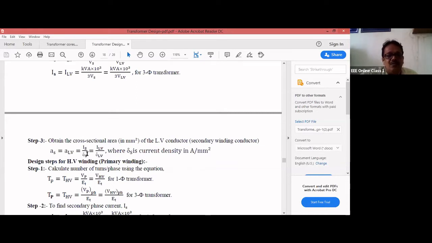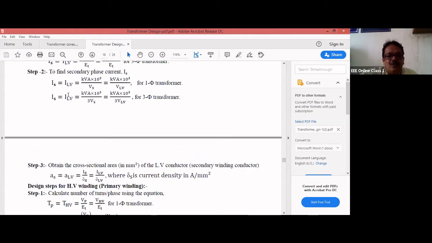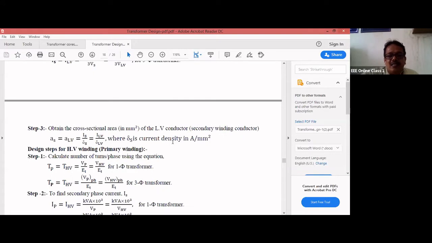AS or ALV is equal to IS by delta S, or ILV by delta LV. ILV is the current on the low voltage winding, which you have already found out. The same value you are going to use here: ILV by delta LV. Delta is the current density in ampere per mm square. Normally the current density remains the same for both primary and secondary.